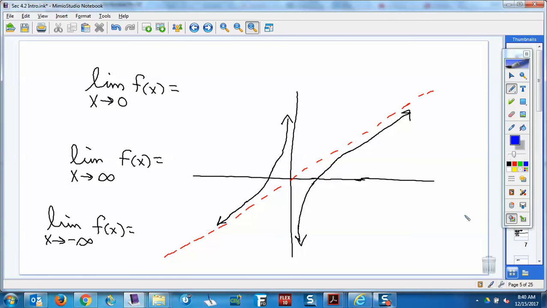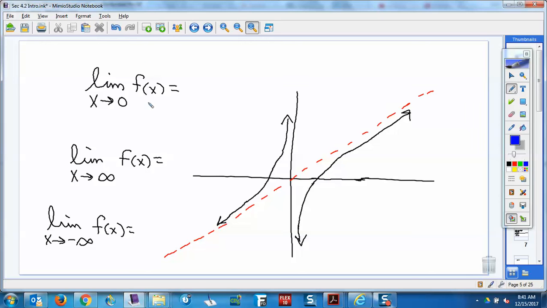Okay, let's look at this little picture here. The red here is called a slant asymptote or an oblique asymptote. Okay, a slant asymptote or an oblique asymptote. Okay, so this graph is going up here like so. Okay, all right. This would be something like, well, it doesn't matter.